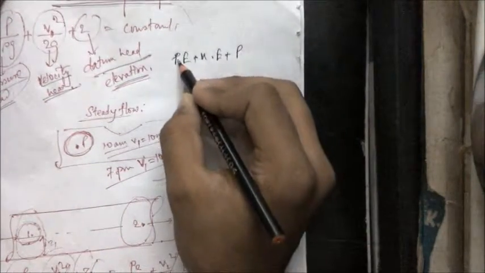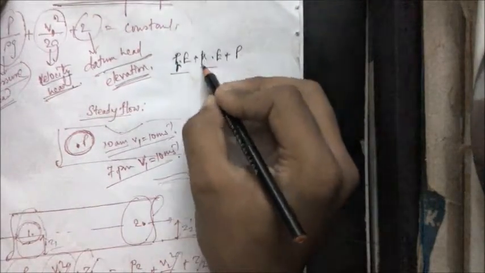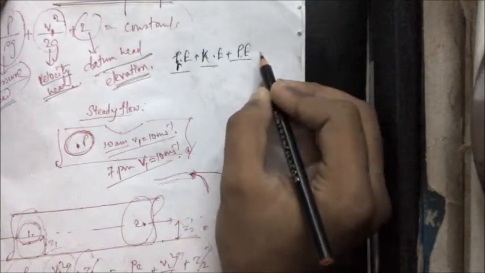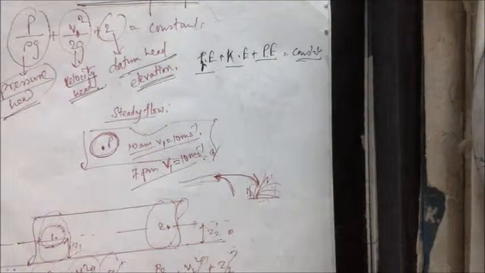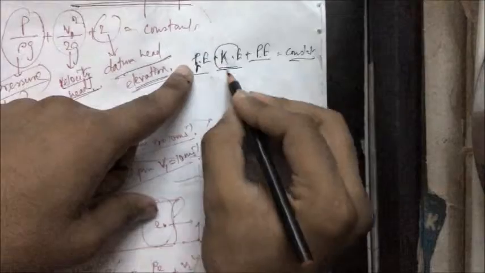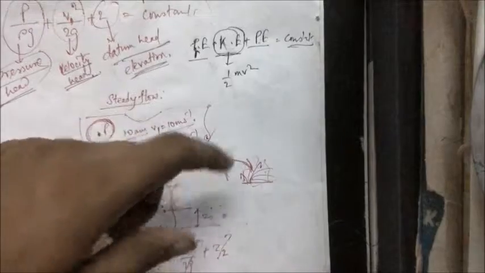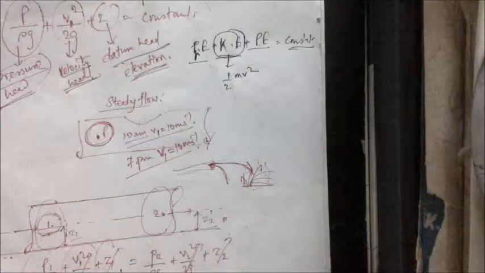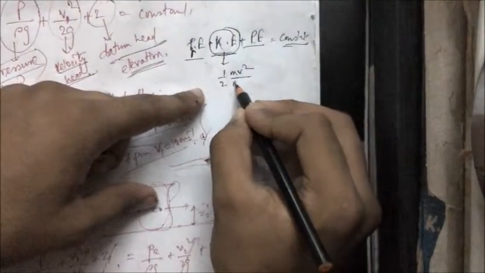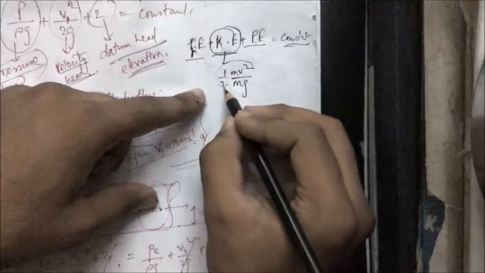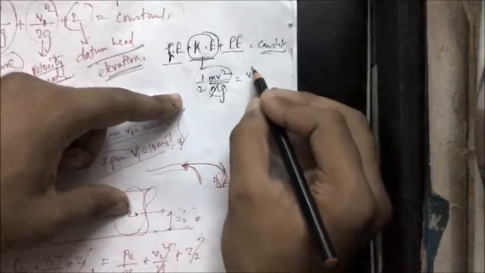This is your pressure energy PE, this is kinetic energy KE, and this is potential energy, equals to constant. Okay, and suppose I'm taking this term, kinetic energy, it is what? It is half mv square. If I divide it by mg, kinetic energy per unit weight, half mv square divided by mg, so it cancels off. I'm getting v square by 2g.